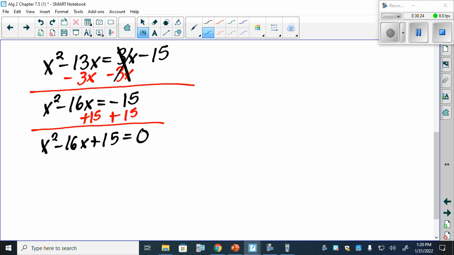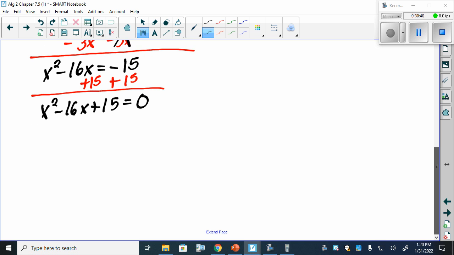Now that we have it equal to 0, we can solve this by factoring, or we can solve it using the quadratic formula. Which one do we want to use? The factoring? So we can have our two sets of parentheses set equal to 0. Now, since the third term 15 is positive, the signs are the same and they match the sign of the middle term, which would be negative. So we would have negative and negative.